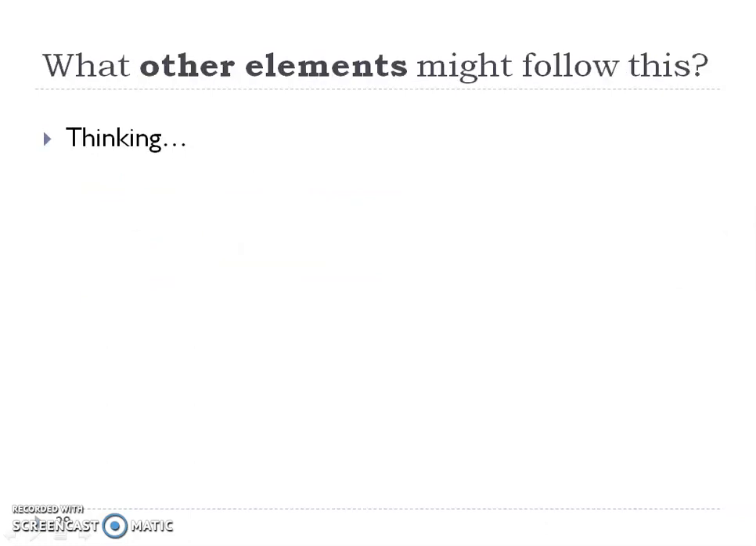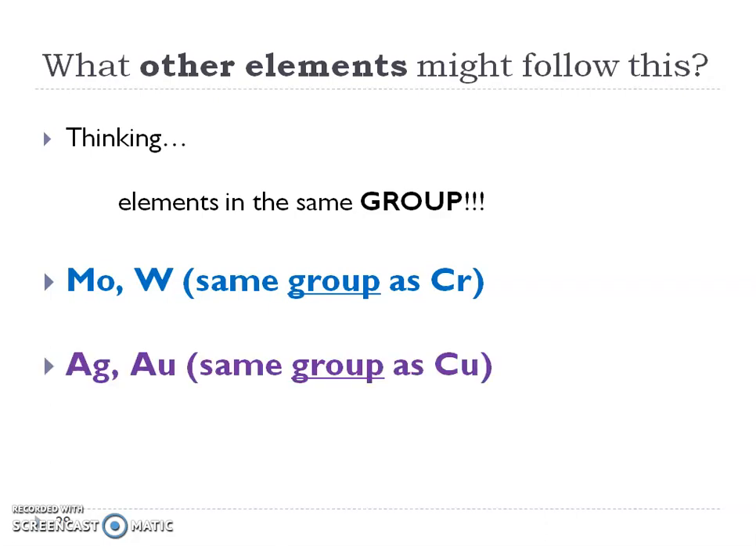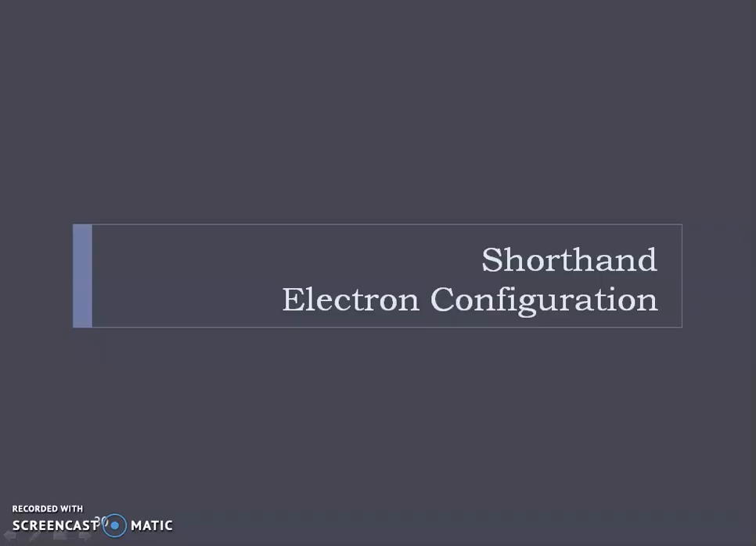So look at the periodic table. Think for a moment and see if you can come up with any other elements that would follow this pattern. Hopefully you came up with elements in the same group as chromium and copper. The two elements in the chromium group would be Mo and W for tungsten, and in the copper group would be silver and gold. So they probably follow this same pattern or the same exceptions, but you are only responsible for chromium and copper.